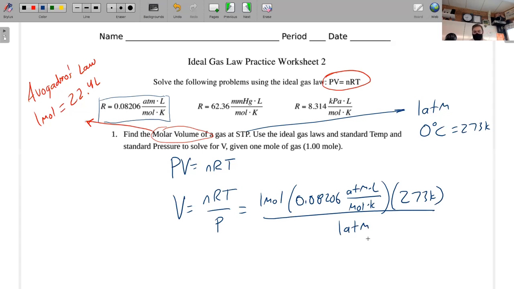Well, the 1 mole and 1 atmosphere aren't very exciting numbers, but 0.08206 times 273 gives 22.4 liters.